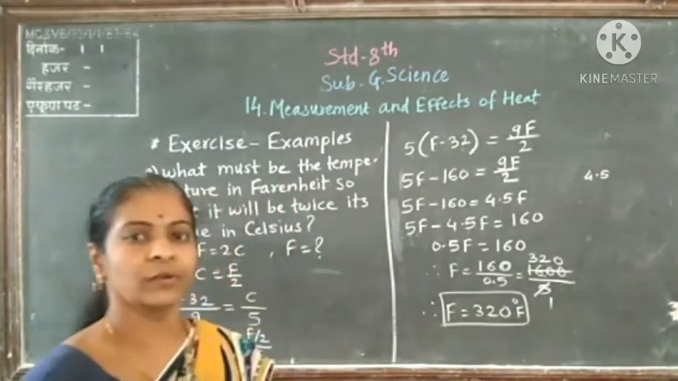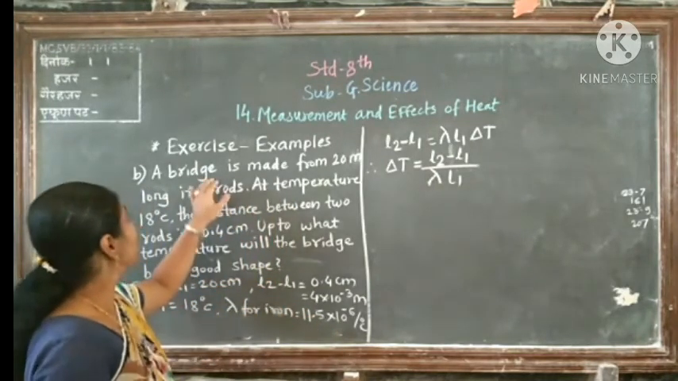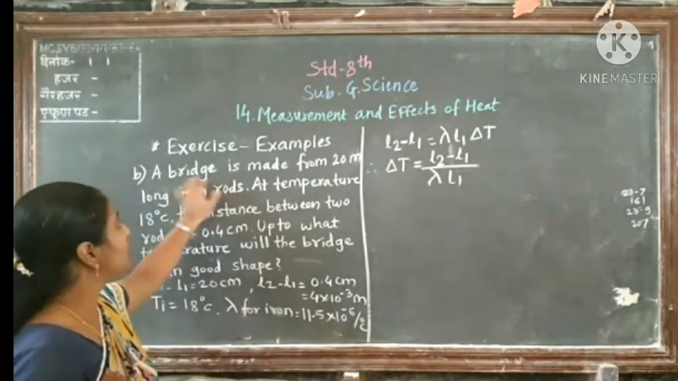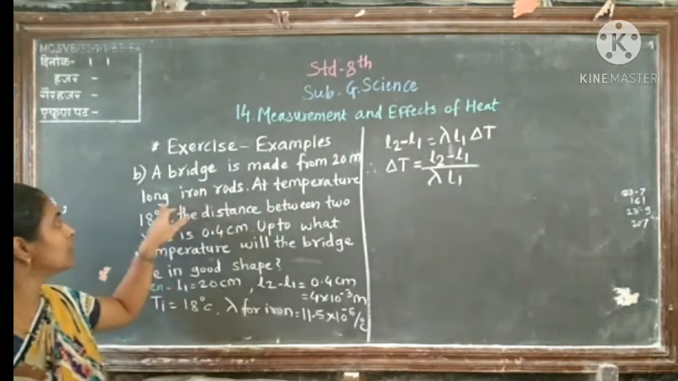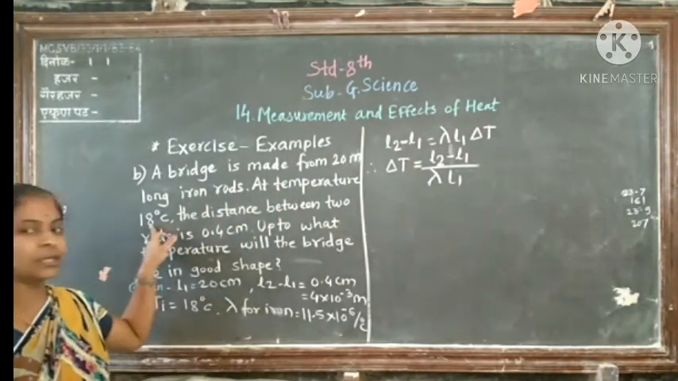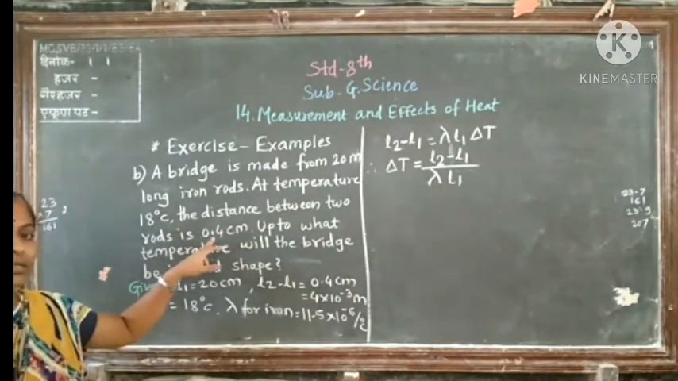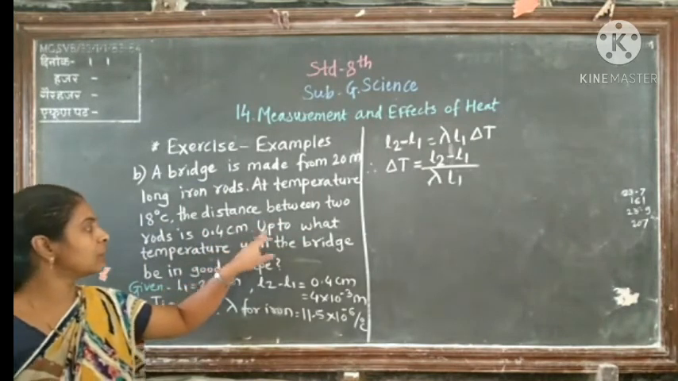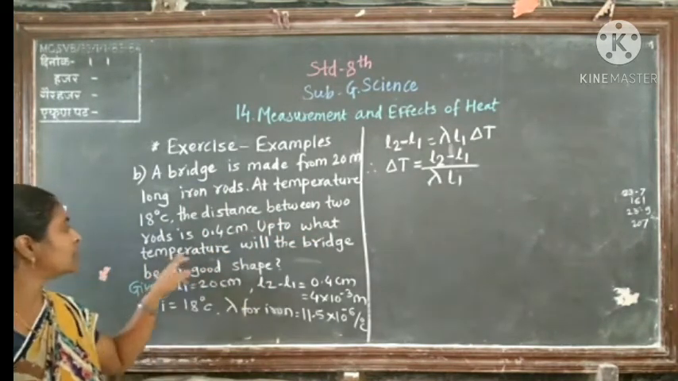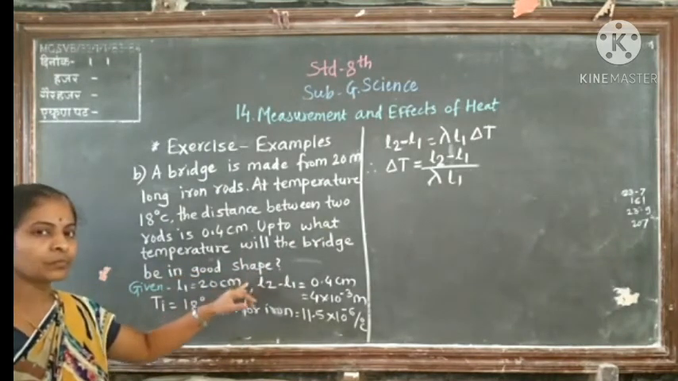Okay, this is the first example. Now see the second example. What is the second example? A bridge is made from 20-meter long iron rods at temperature 18 degrees Celsius. The distance between two rods is 0.4 centimeter. Up to what temperature will the bridge be in good shape?